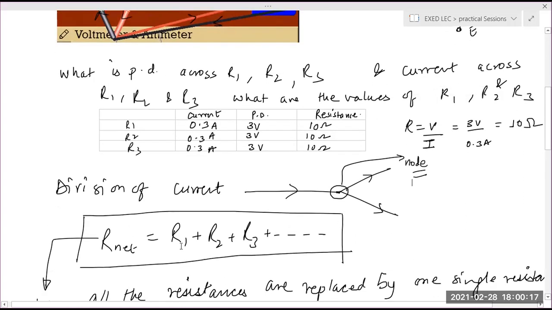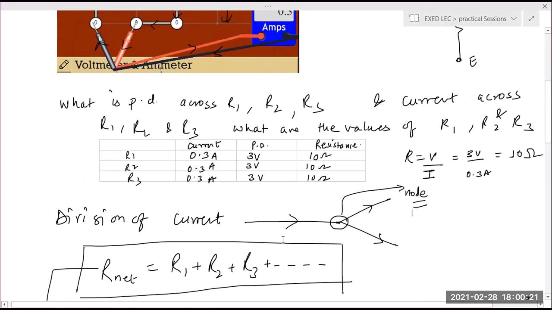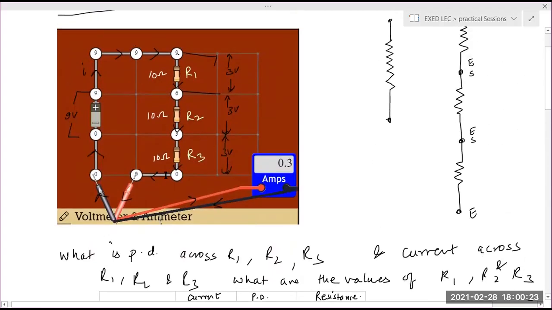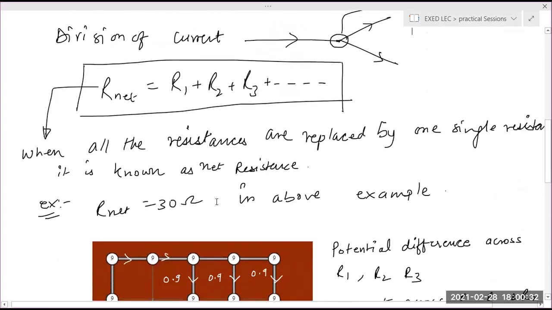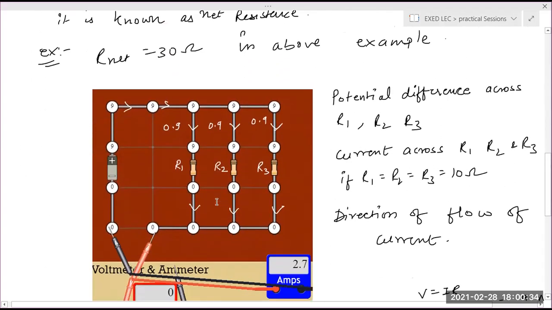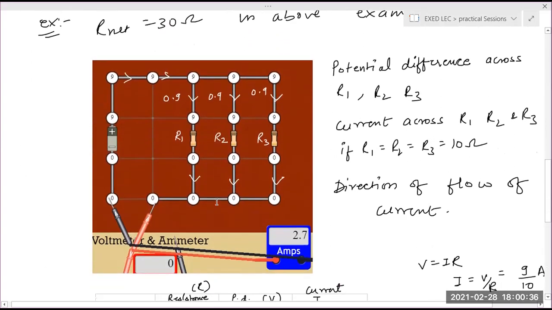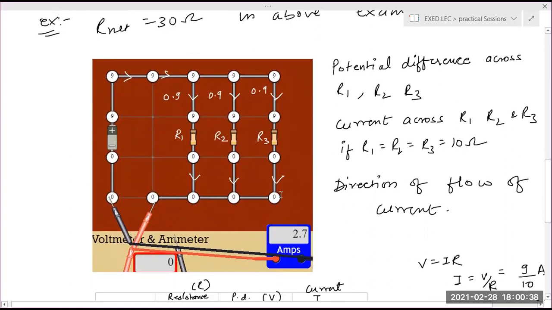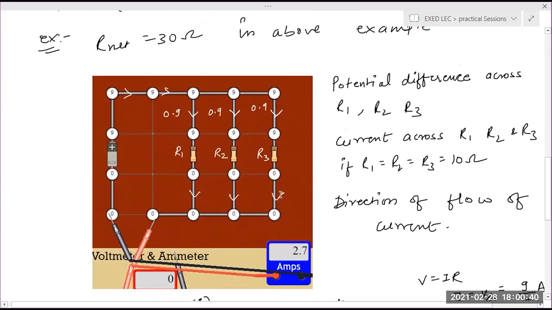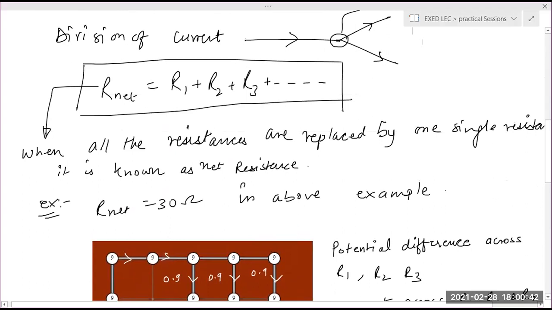R net is equal to R1 plus R2 plus R3. You have to simply add it. Suppose I add 5 resistances like over here, you just add R1, R2, R3, R4, R5. So that is the value of R net. Now let's go to another circuit. I'll try to simulate it in our simulator first, and then we'll see what all things we can measure here.